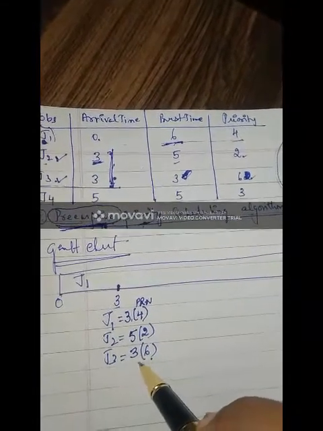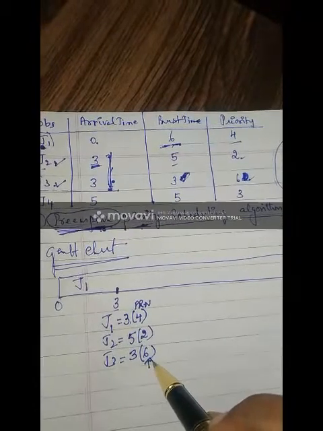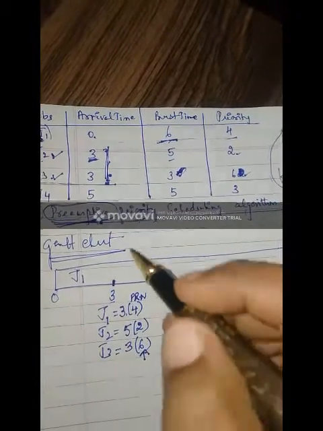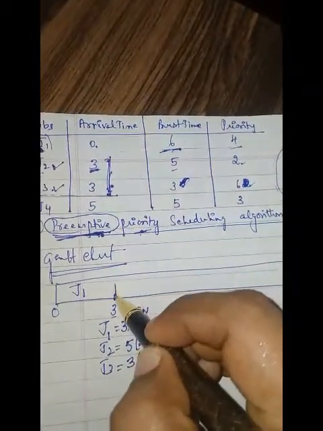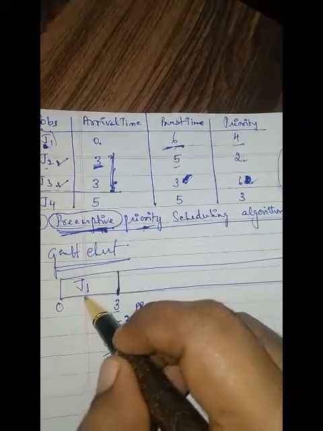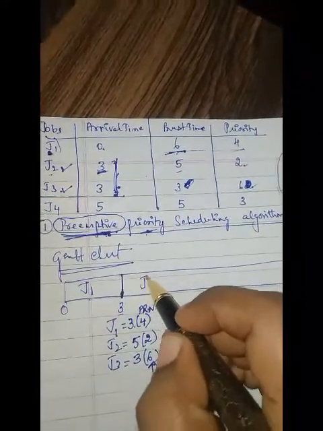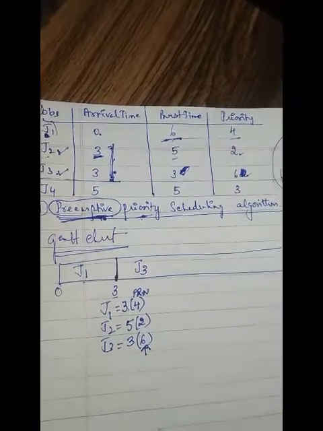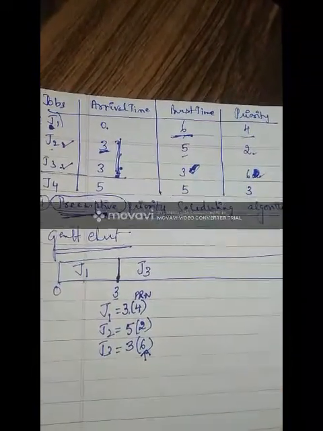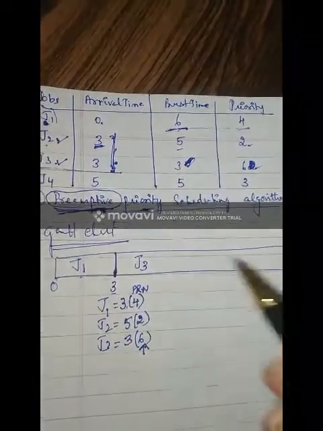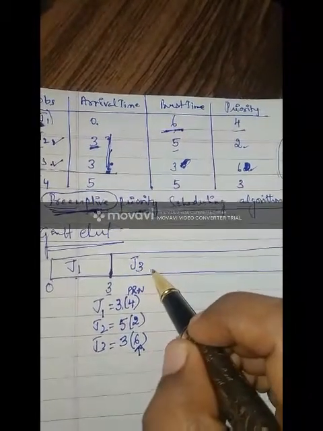So according to this, what will happen now? J3 has the highest priority number. So what you have to do is preempt or stop J1 here and give the control of the CPU to J3. Now J3 has to execute. So J1 has been preempted or stopped here, and J3 will be executing.